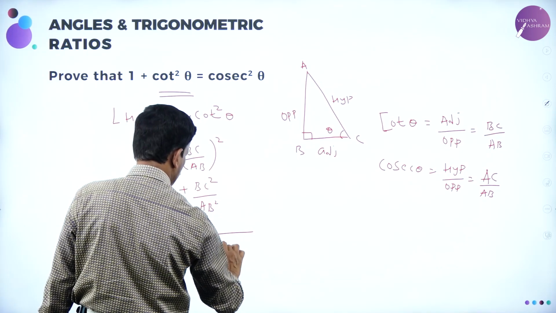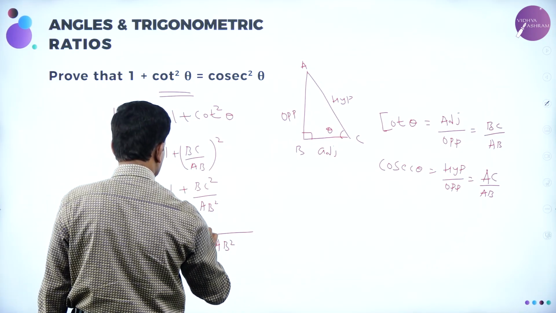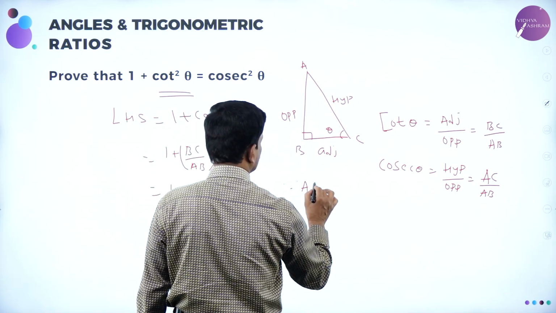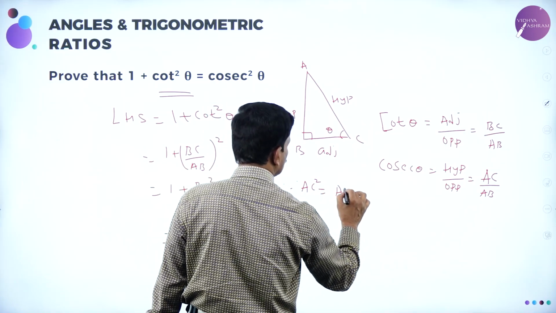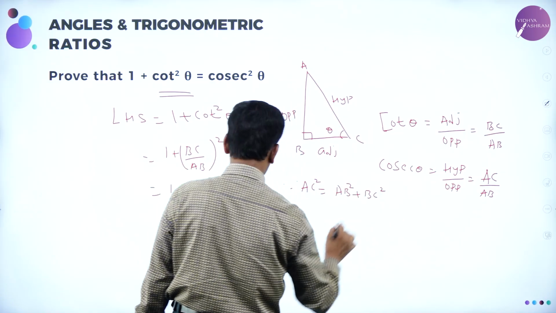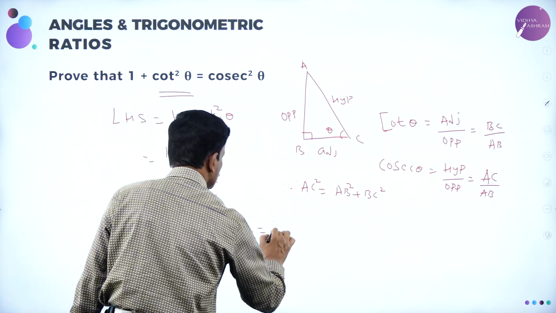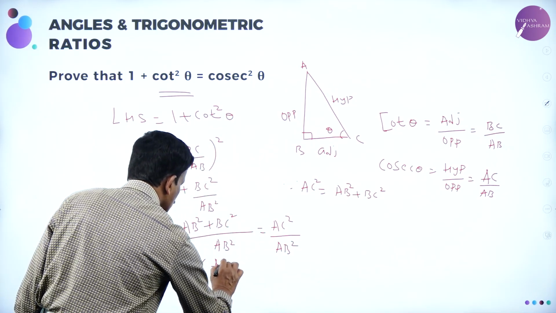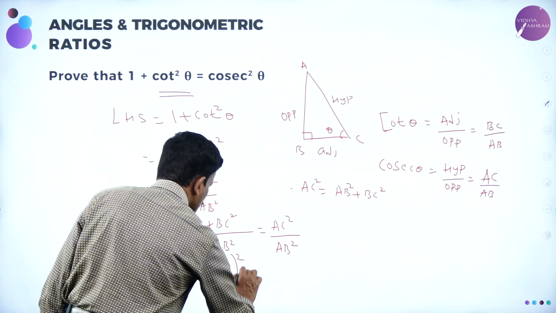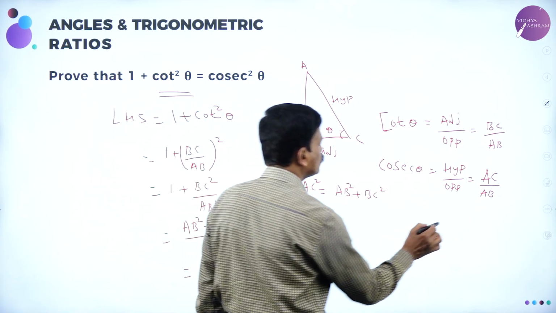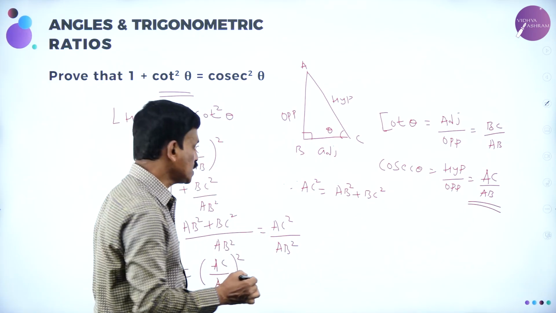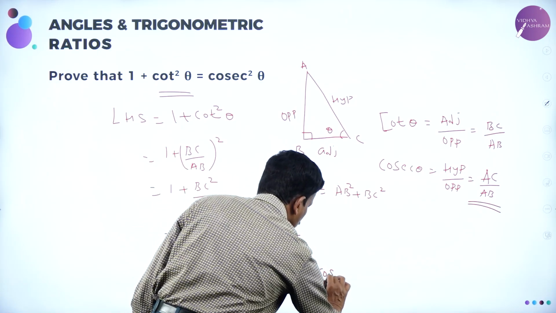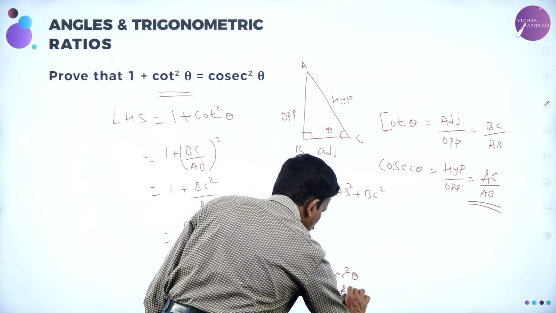Take LCM. AB square is the LCM. Cross multiply. 1 into AB square is AB square plus BC square. Since if you apply Pythagoras theorem for this, AC square is equal to AB square plus BC square. So AB square plus BC square is equal to AC square divided by AB square. So this can be written as AC divided by AB whole the square. Now what is AC by AB? AC by AB is equal to cosecant theta. This is nothing but cosecant theta whole square. This can be written as cosecant square theta, which is the required RHS.